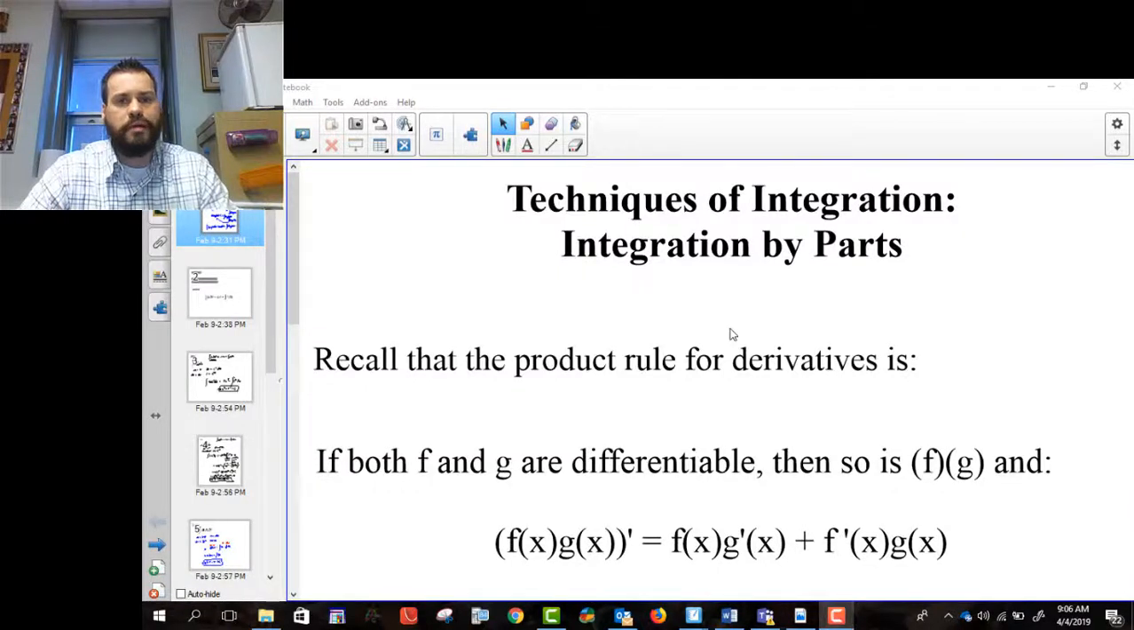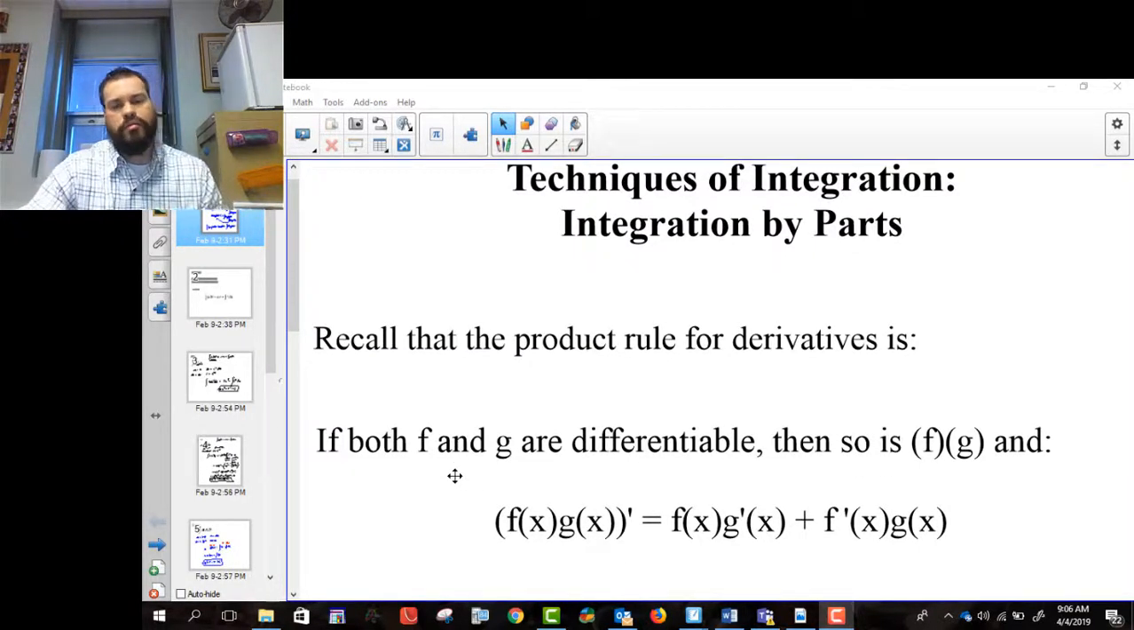We're going to talk about integration by parts today. It's another technique of integration, and it has to do with the product rule for derivatives. If you think about the product rule, we say if we have two functions multiplied together, f of x times g of x, then the derivative of that is f of x g prime of x plus f prime of x times g of x. That's the product rule, and we're used to that.